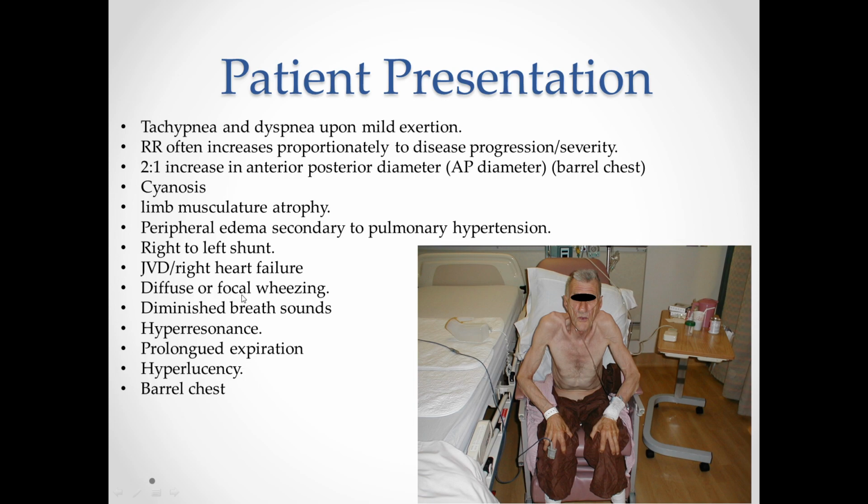It could be diffuse or focal wheezing throughout individual lung fields because of potential for smooth muscle cell remodeling, but also because of alterations in mucus production, enhanced mucus production. Diminished breath sounds, hyperresonant, prolonged expiration, hyperlucency on a chest x-ray, and again, barrel-chestedness. We've already discussed that.